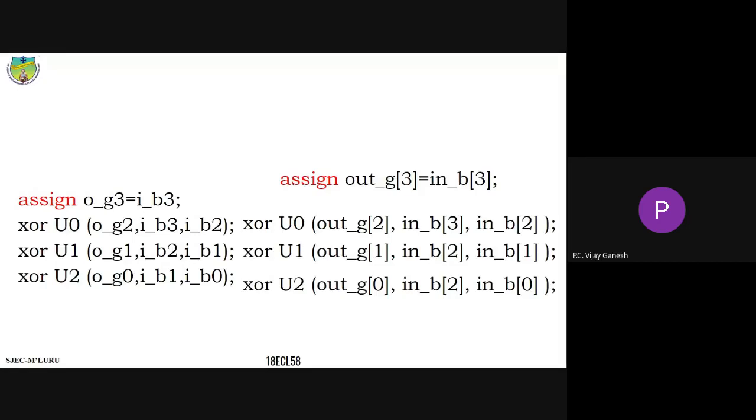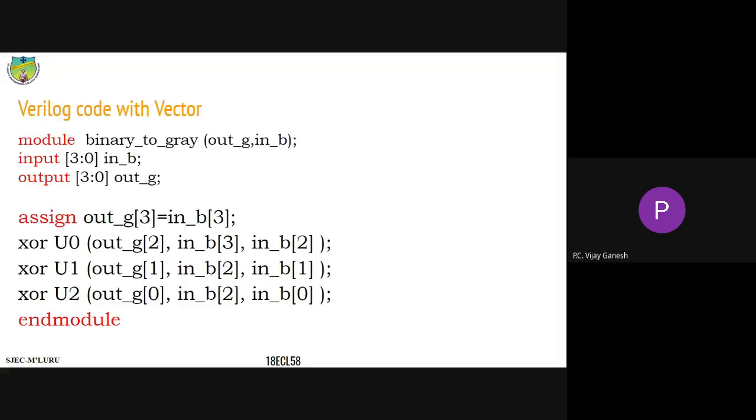Do you have any doubt in accessing the vector, locating a particular bit in a vector? Okay. So this will be your final code. And the test bench we have to change; there also we have to change this.